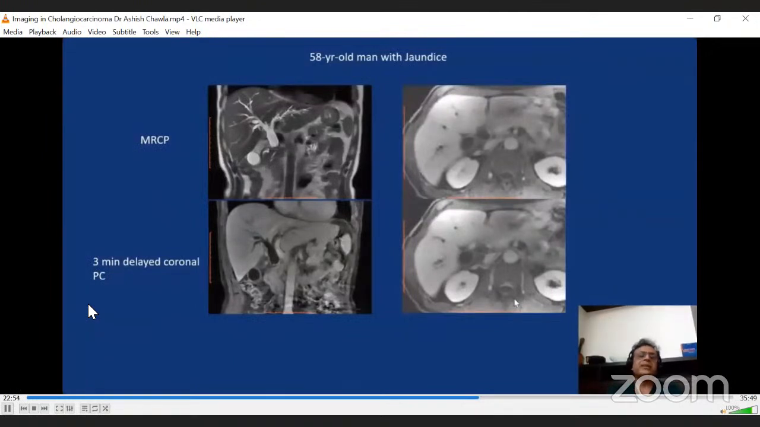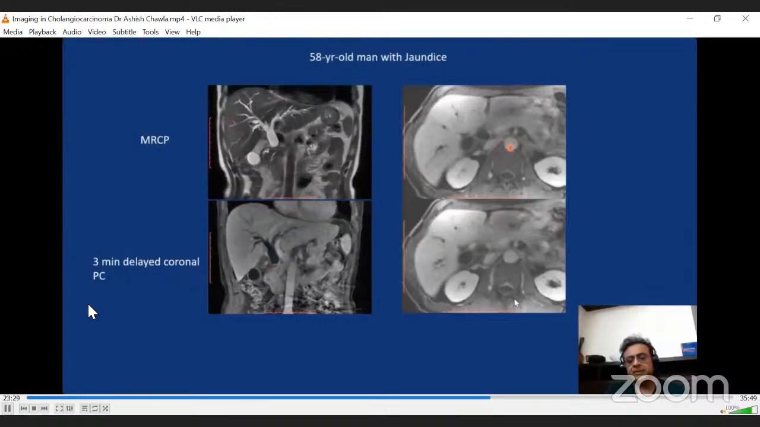Now we move on to a common scenario that we face in our clinical practice: biliary stricture, especially the extrahepatic bile duct stricture. I see it twice or thrice in a week. Here is an example of classical cases. A 58-year-old man with jaundice. MRCP shows abrupt cutoff of the dilated duct. Bilateral ducts are dilated. The 3-minute delayed phase shows some cuff of soft tissue enhancing at the level of cutoff.